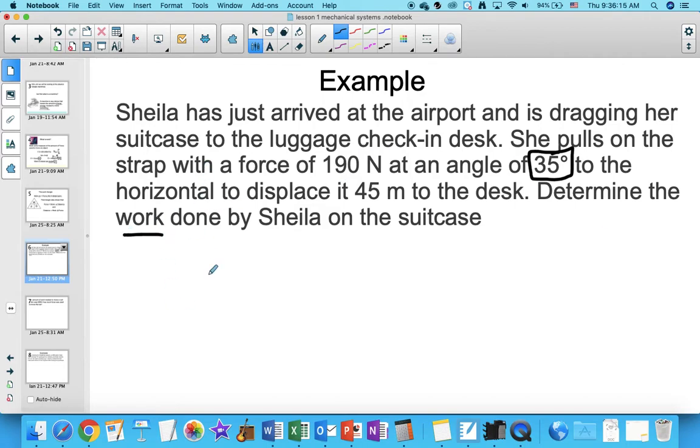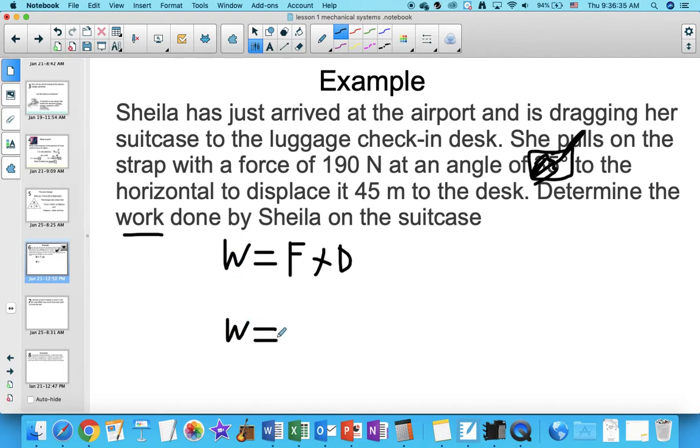So I'm going to write down the equation first. Work equals force times distance. Does angle involve in any of this? No. So I don't need that. So ignore that, right? Do we know what the work is? No, that's what we're looking for. So I'll keep that as W.